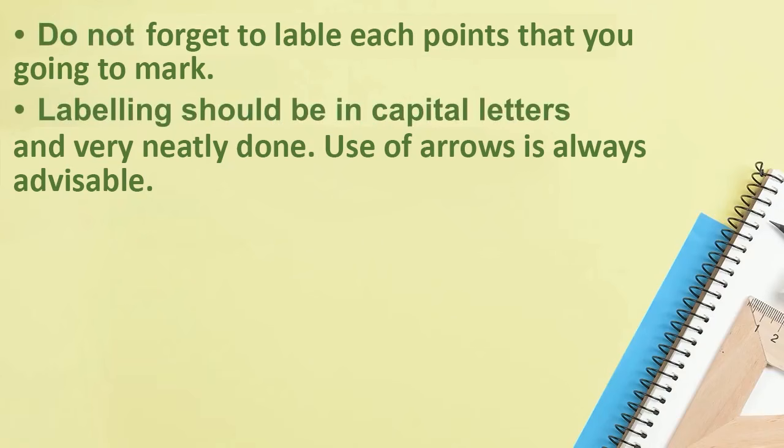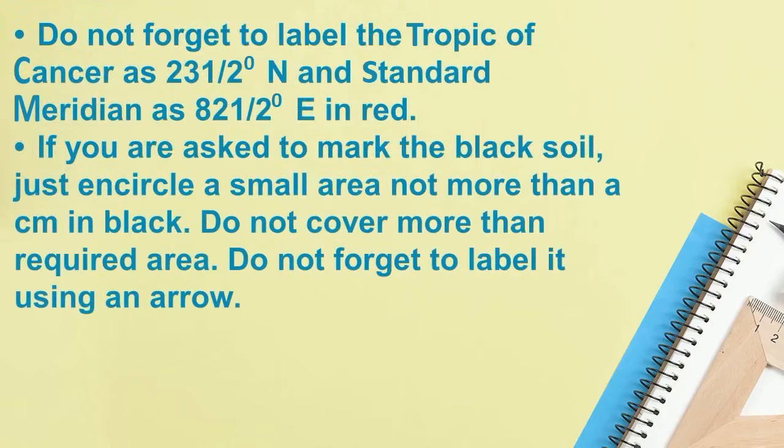Do not forget to label each point that you are going to mark. Labeling should be in capital letters and very neatly done. Use of arrows is always advisable. Do not forget to label the Tropic of Cancer as 23.5 degree north and standard meridian as 82.5 degree east. If you are asked to mark black soil, just encircle a small area in black. It should not extend more than 1 centimeter. Do not shade more than required and do not forget to label it.